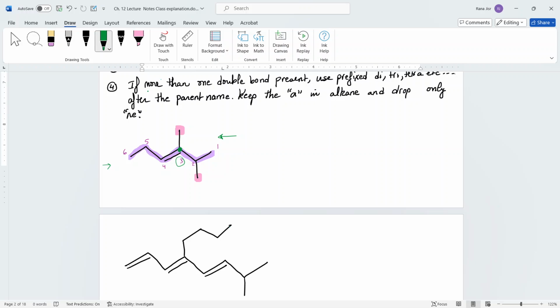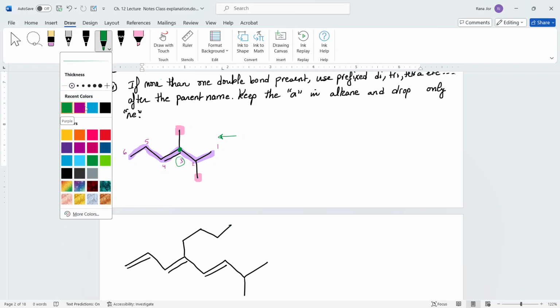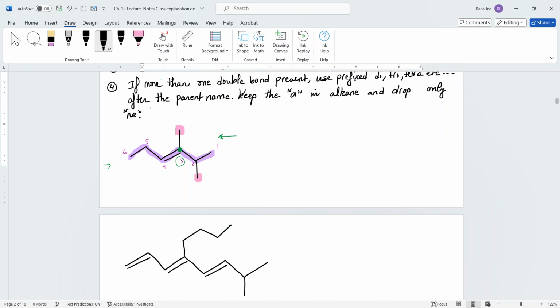So I'm going to start by naming the substituents first. It's the same format as naming that we did in the alkane. You start naming the substituents first. I have 2 methyls in there on carbons 2 and 3. So that is going to be 2,3-dimethyl. Okay, and then a dash. I am done with the substituents.